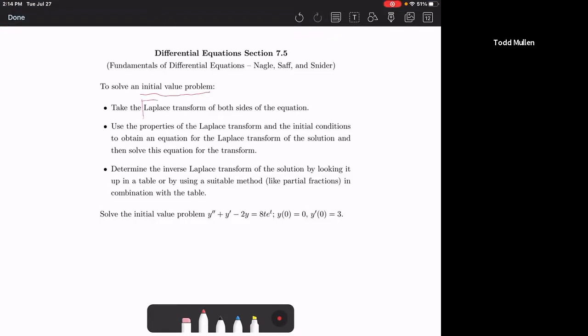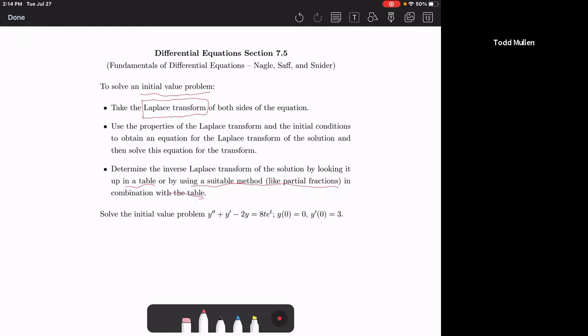So the first thing we'll do, kind of like taking the derivative or the integral of both sides, we're going to take the Laplace transform of both sides of an equation. Then we're going to use all of our properties that we know about the Laplace transform, its linearity, some things we know about integration and derivatives. And then we are going to look for the solution by looking it up in one of our tables or by using a suitable method like partial fractions to simplify it first and then resorting to the table.